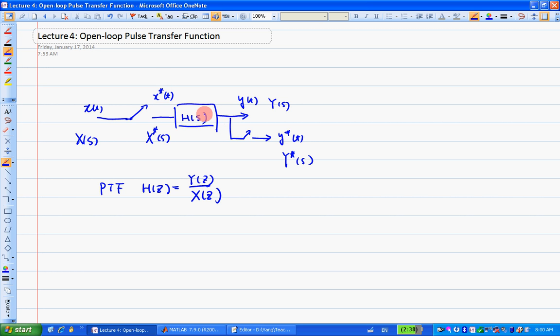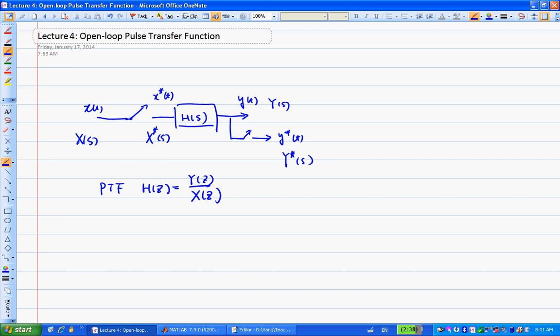And this is given to a transfer function block h of s. So h of s could represent several things. It could contain a zero order hold plus another block, and then its output here. What you need to know is that anything after the impulse sampler is the one with the star, the one starred.